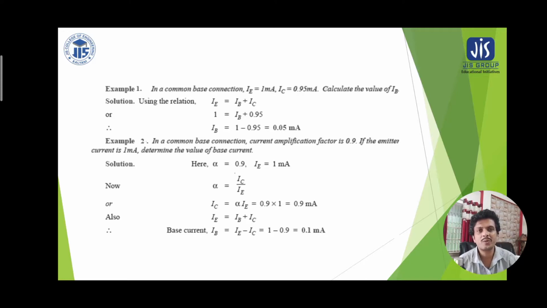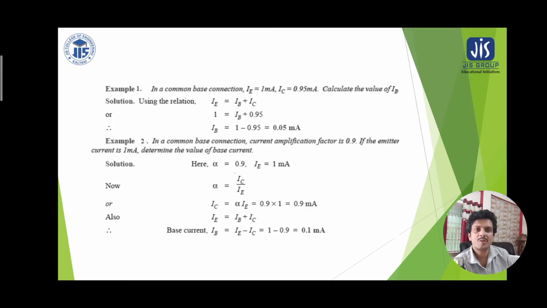In the first problem, it is showing that in a common base arrangement, emitter current is equal to 1 milliampere, collector current is equal to 0.95 milliampere. Calculate the value of base current. Solution: using the relation IE equal to IB plus IC, we can write the emitter current equal to 1 milliampere, base current is not known, collector current is 0.95 milliampere. Therefore we get the base current equal to 0.05 milliampere. So this is the way by which you can solve the currents in a transistor.